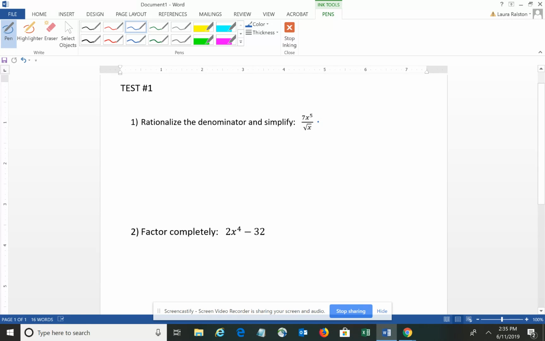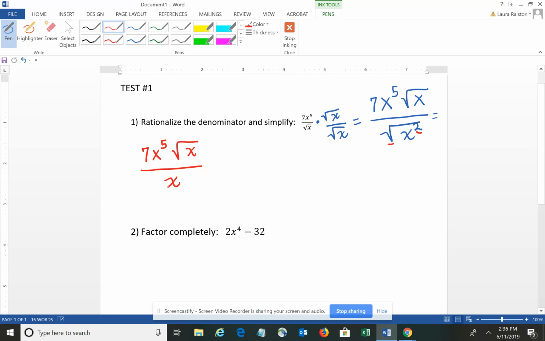And so the easiest way to get rid of that is to multiply the numerator and the denominator by that radical, because it's the square root. So I'm going to multiply the numerator and the denominator by the square root of x, which gives me 7x to the fifth times the square root of x over the square root of x squared. And I wrote that out because I want you to realize that the square root of x squared, squaring and square root are inverses of each other. So you have 7x to the fifth times the square root of x all over x.